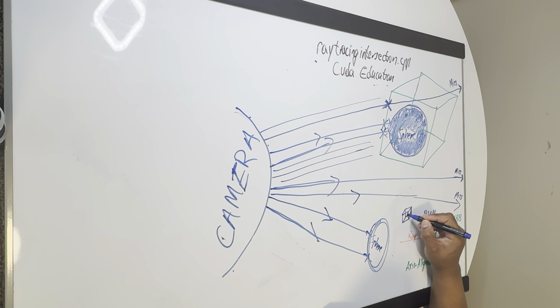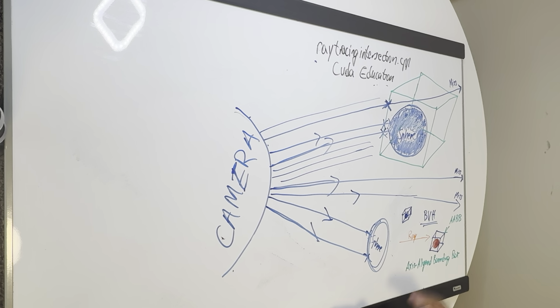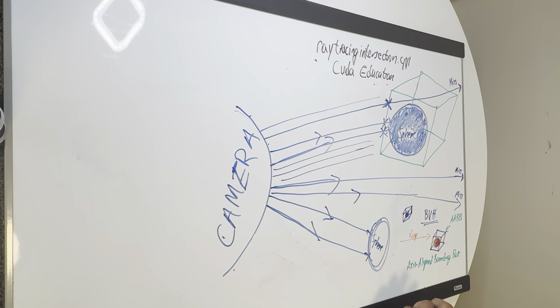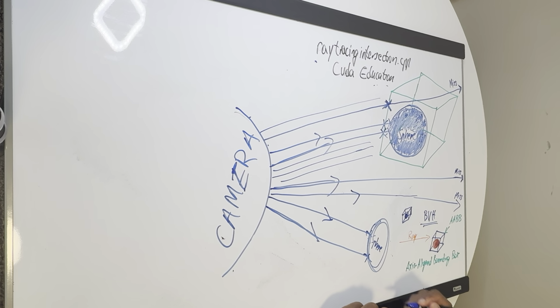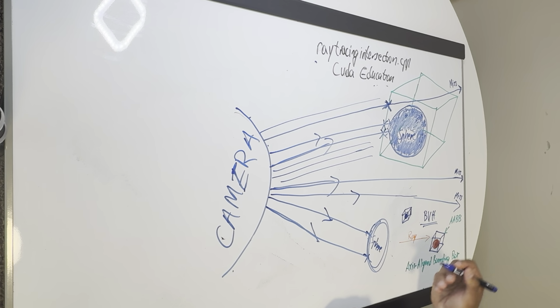Let's say we had a bounding box that was really tightly wrapped around the sphere, like very tightly wrapped, close. Would it be computationally inefficient or computationally efficient?